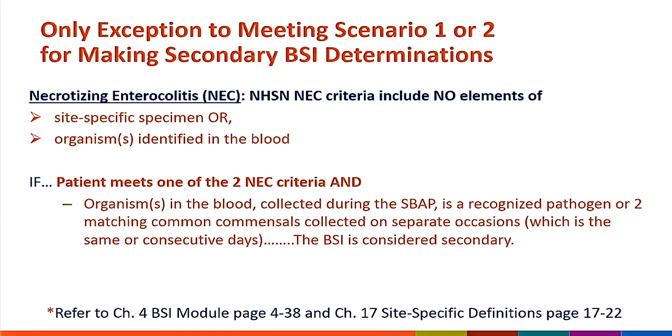And the guidance is presented that if the patient meets one of the 2 NEC criteria and also has an organism in the blood that's collected during the SBAP, we'll consider that BSI secondary. Now, you'll see there's other information here that it has to be a recognized pathogen or 2 common commensals collected on separate occasions. And the reason for that is that before you called a BSI secondary, we would want to make sure that the patient actually met criteria for LCBI and all other variables. So if they had a single common commensal, you wouldn't call a secondary BSI.